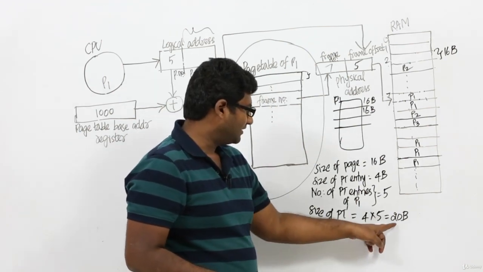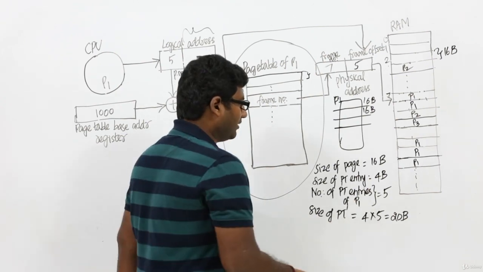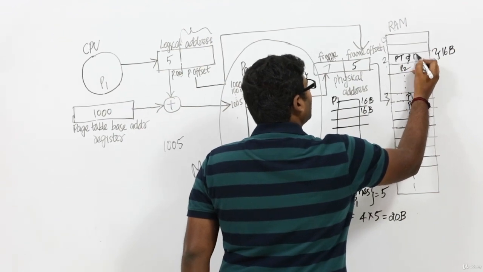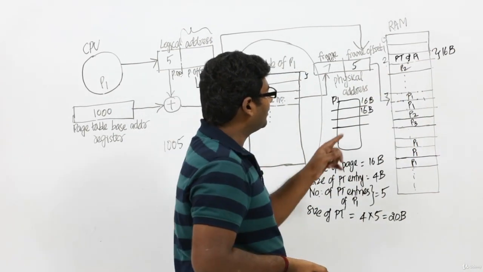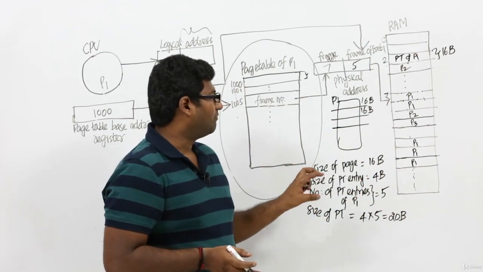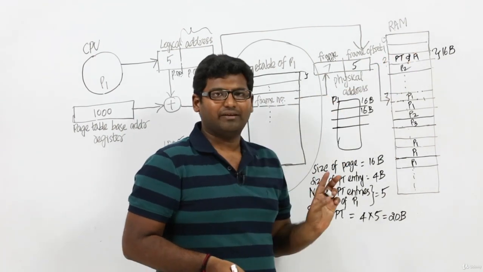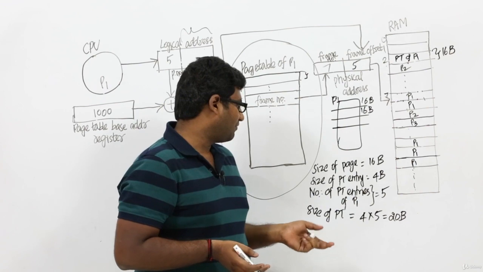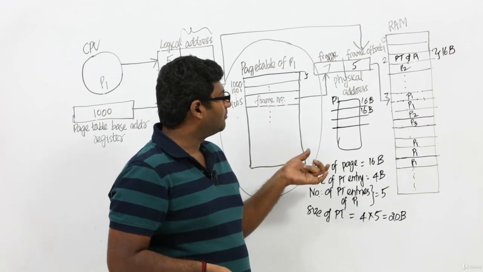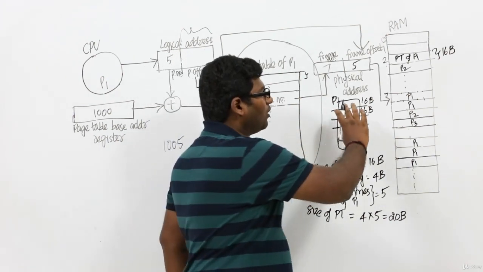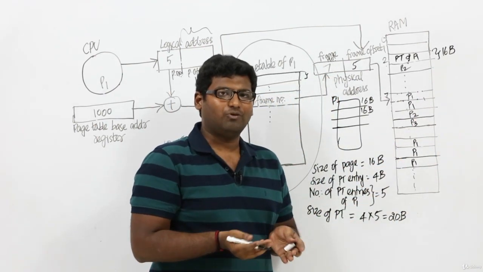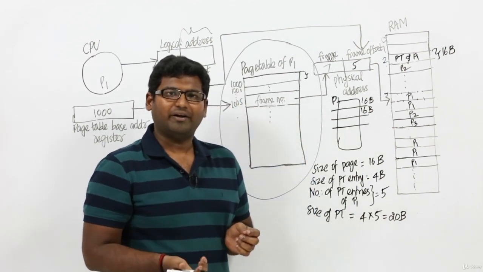In case it is 16 bytes or less than 16 bytes, I will place the complete page table over here, the page table of P1. If it is exactly 16 bytes, I take the complete page table and place it here. That is fine. Let us assume the size of the page table is 15 bytes. In that case, I will place the 15-byte page table here and leave 1 byte of space as it is. That 1 byte of space will be wasted. That is what we mean by internal fragmentation, right?